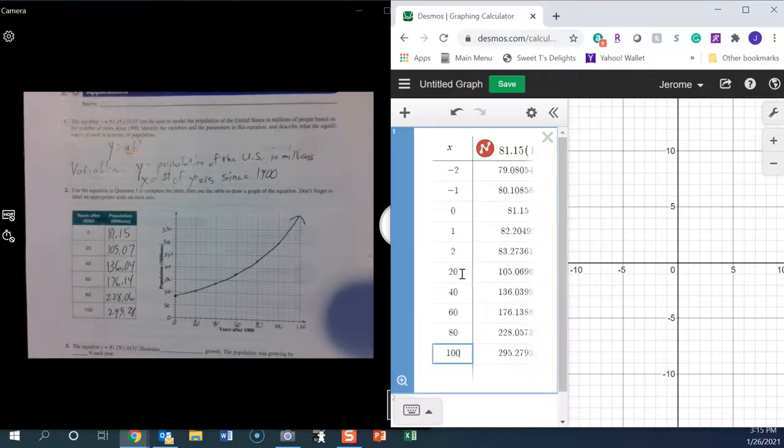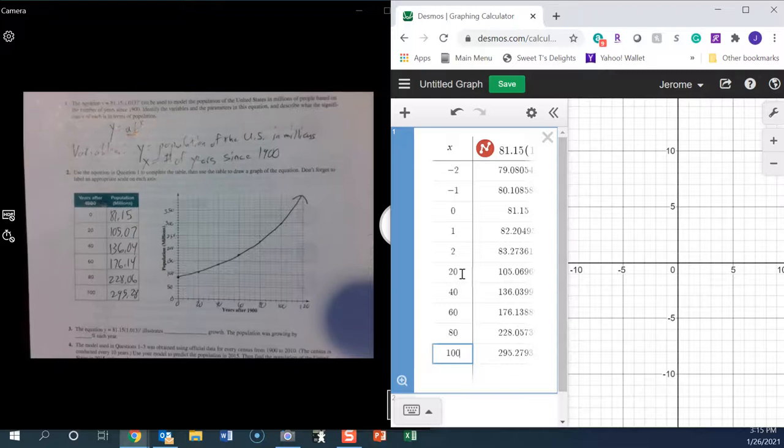And this is our graph. Now for number 3, it says the equation y equals 81.15 times 1.013 to the x illustrates exponential growth. The population was growing by 1.3% per year. The model used in questions 1 through 3 was obtained using official data for every census from 1900 to 2010. The census is conducted every 10 years. Use your model to predict the population in 2015. Then find the population of the United States in 2015 online and compare it to your result.